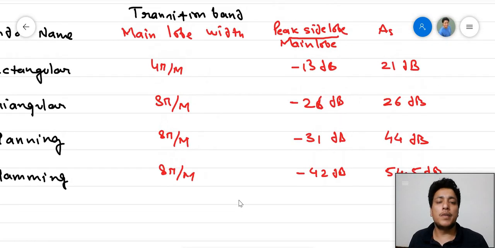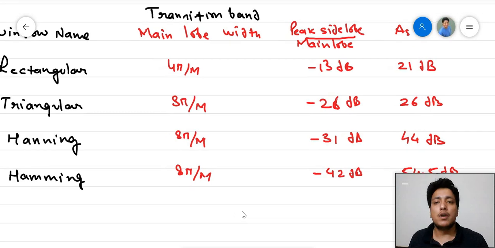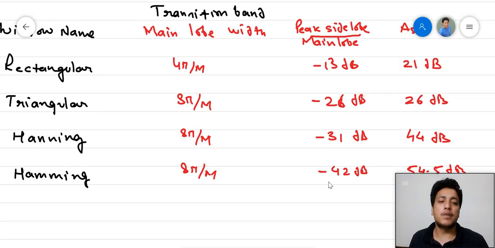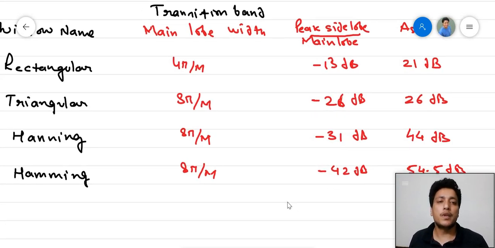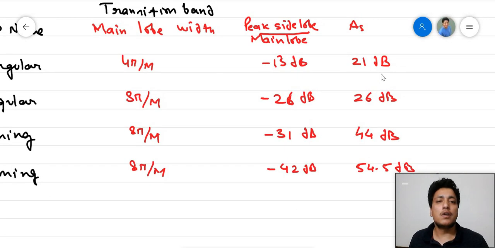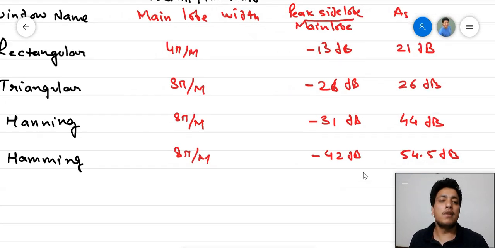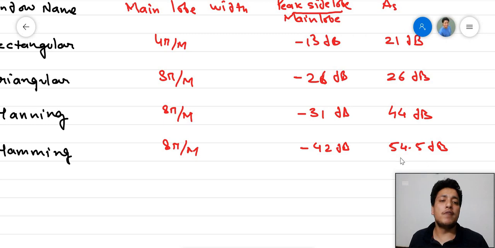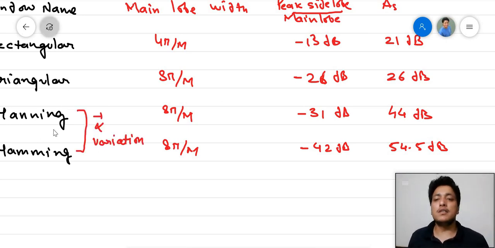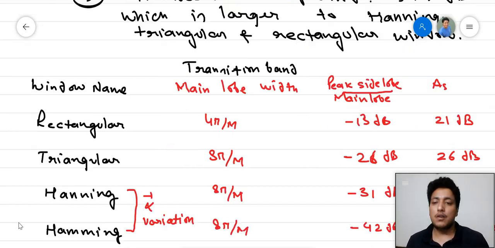If we see the peak side lobe to main lobe ratio, the Hamming window has the highest separation, that is minus 42 dB. Then we want attenuation at the stop band to be very high. The rectangular window has only 21 dB, whereas the Hamming window has 54.5 dB, which is very large compared to the rectangular window. Also, if alpha varies, one can move towards Hanning, and there is a drastic change in the properties of the filter.